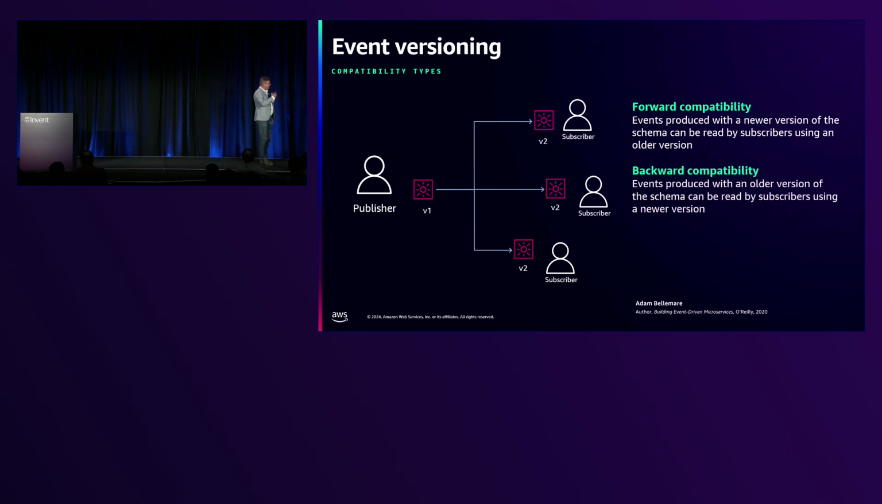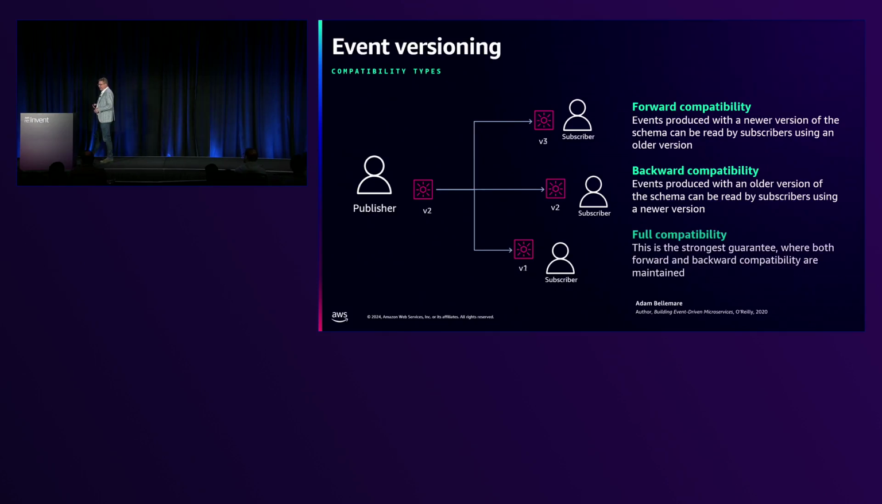An alternative approach is backwards compatibility, where our subscribers are using a newer version of our schema before we're actually publishing that newer version. Now, ideally, the best of both worlds should be true. We want to be able to design our events and the evolution of our events to take advantage of both forward and backwards capabilities.